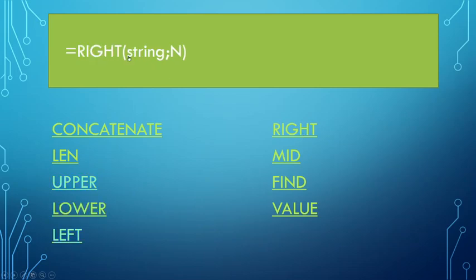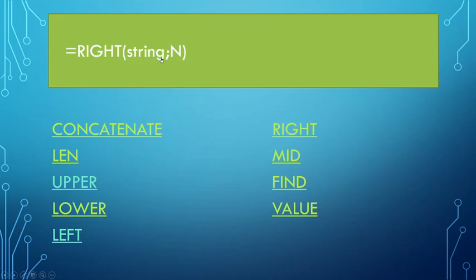Right is very similar, but it will be from the right. So if I say, for example, right of this word, 3 characters, I'm going to go to the right of the word, and I'm going to count 3 from this. 1, 2, 3. So right concatenate 3 will be 8.